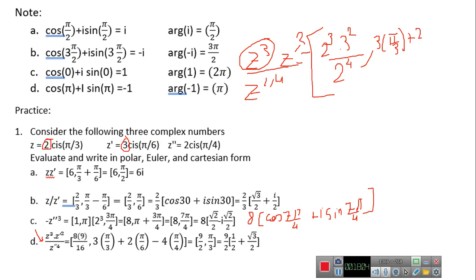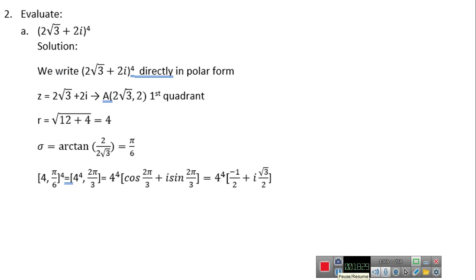Now for the angle, I multiply the angle of z by 3, so 3 times pi over 3. Let me put it step by step. Plus, I have z prime square, so I multiply pi over 6 by 2. Then over, we put minus. I multiply the angle of z double prime by 4, so minus 4 pi over 4. So you're going to get 9 over 2, pi over 3, and then you write it in a Cartesian or rectangular form.